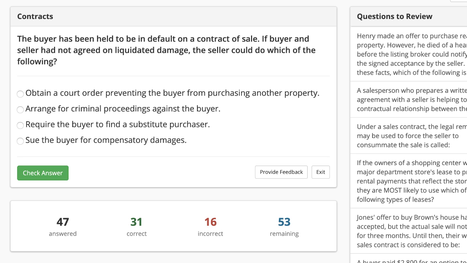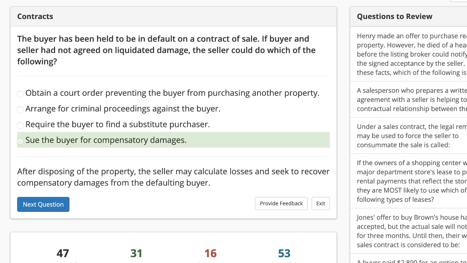But liquidated damages did come up, I think, towards the tail end of last week, either in the webinar or in discussion with somebody, but it was kind of a back and forth. So I thought it would be good to go over. Right, the buyer has been held to be in default on a contract of sale. If the buyer and seller had not agreed on liquidated damages, the seller could do which of the following? D, sue the buyer for compensatory damages. And that's what everybody else said.